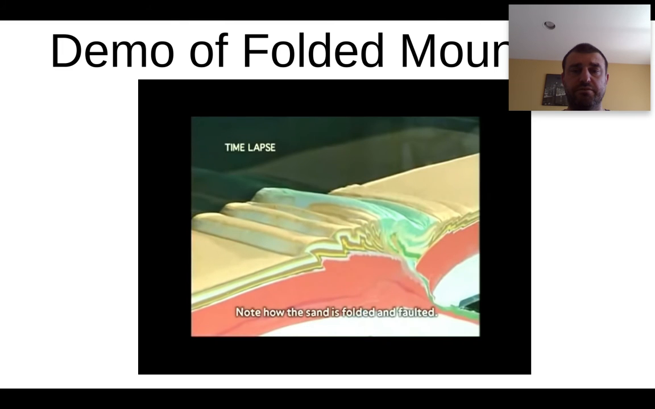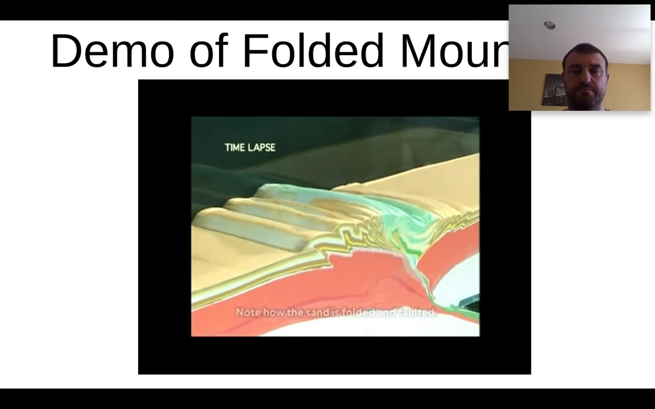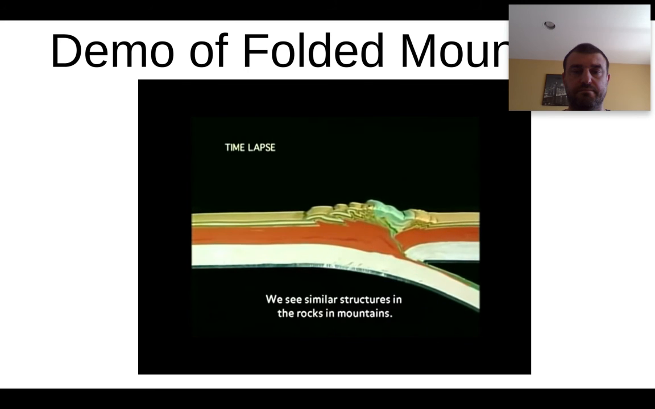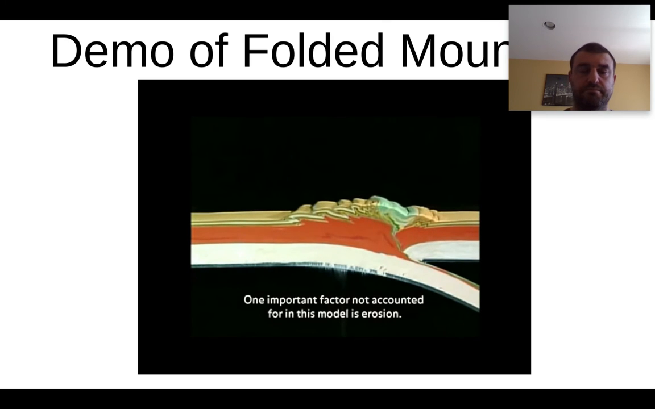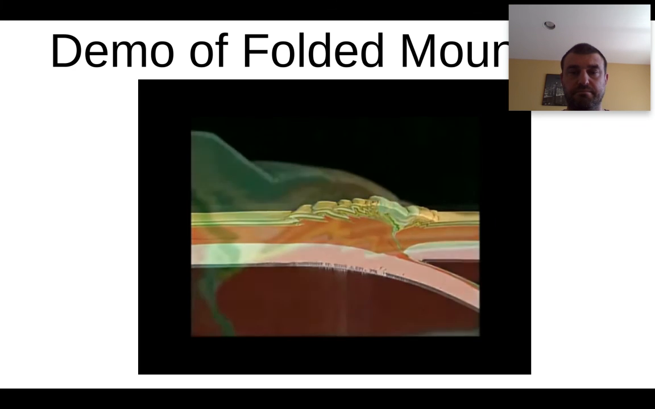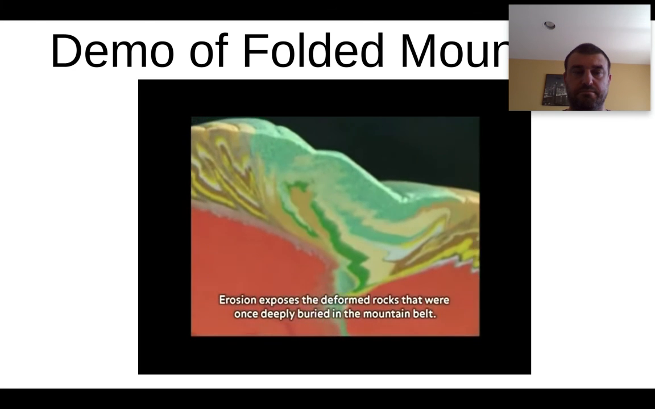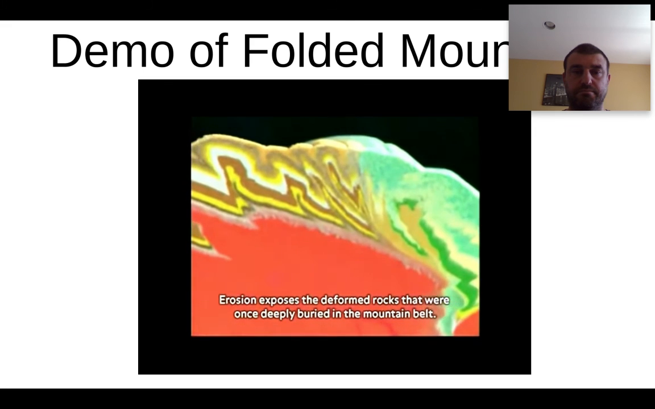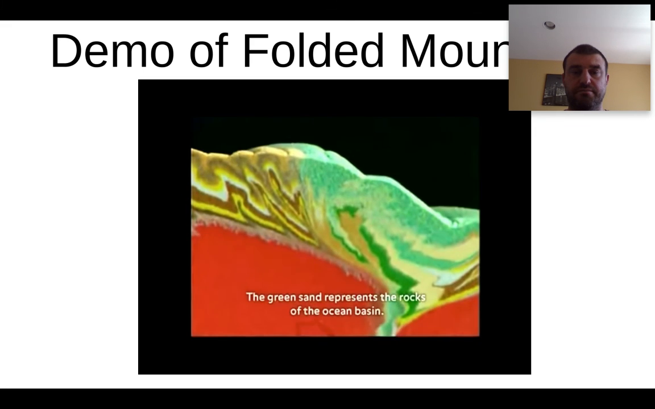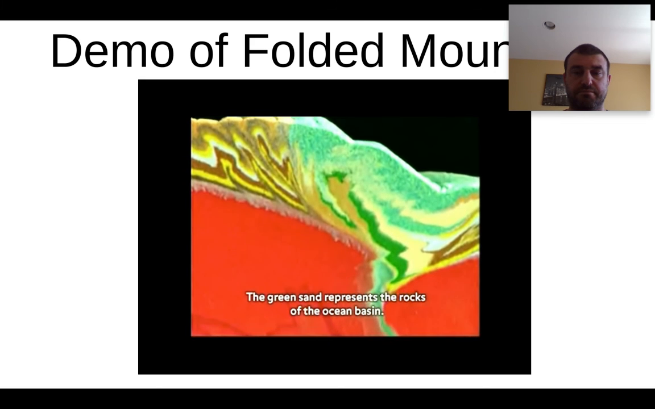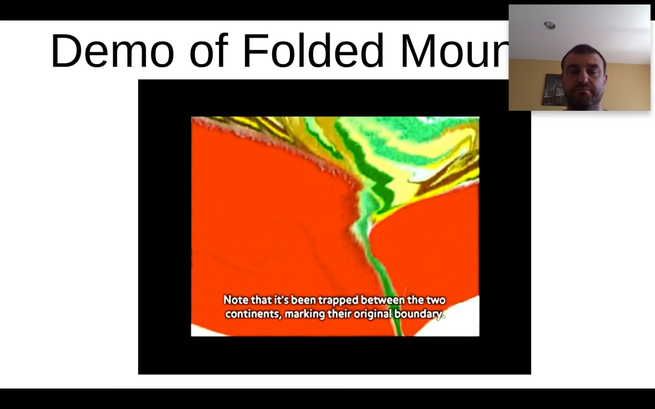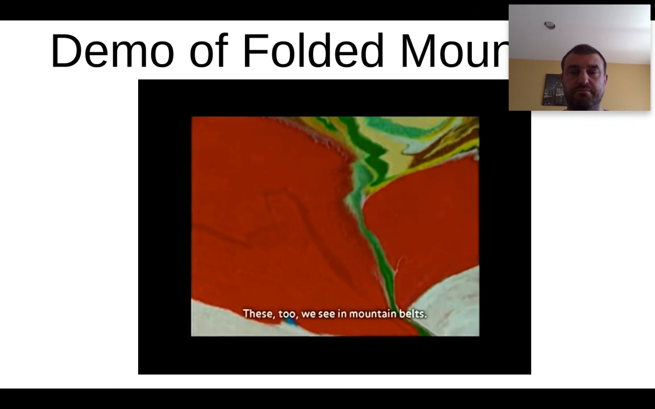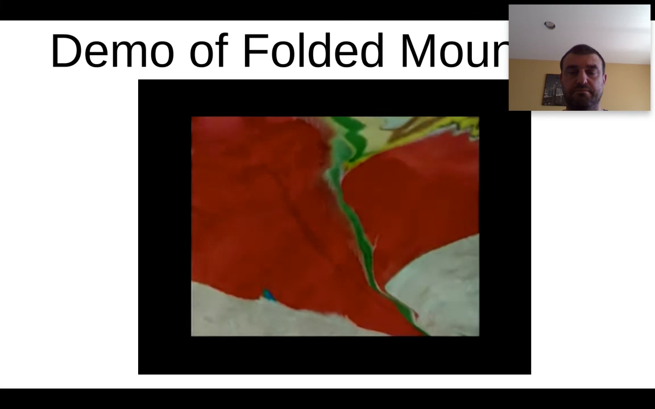See how you get that crumple zone? Note how the sand is folded and faulted. We see similar structures in the rocks in mountains. One important factor not accounted for in this model is erosion. Erosion exposes the deformed rocks that were once deeply buried in the mountain belt. Look at those folds. The green sand represents the rocks of the ocean basin. Note that it's been trapped between the two continents, marking their original boundary. These too we see in mountain belts.